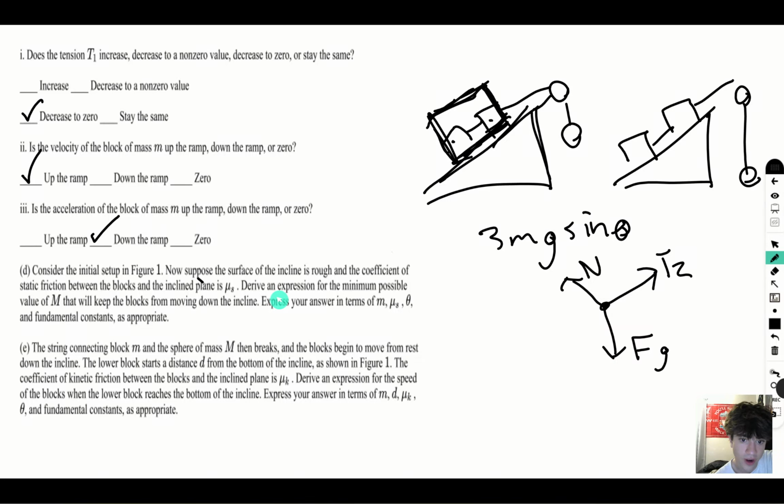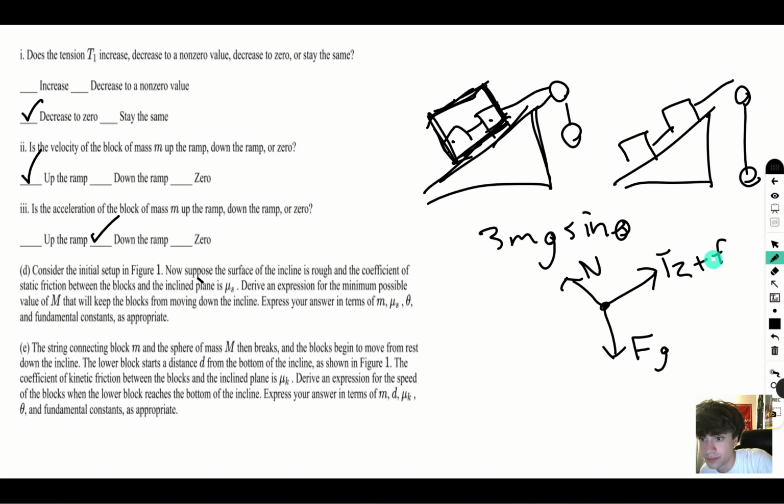The question asks, derive an expression for the minimum possible value that keeps the block from moving down the incline. So if we're trying to prevent the block from moving down the incline, the friction is also going to be going upwards in the same direction as tension. So we'll have tension T2 plus friction. So guys, let's find our value here.